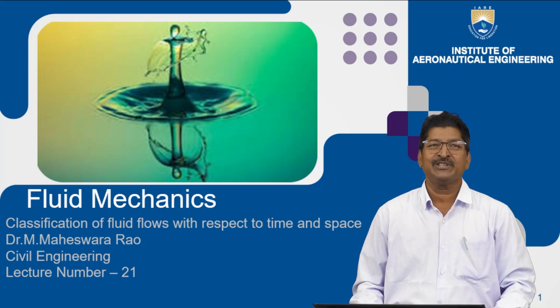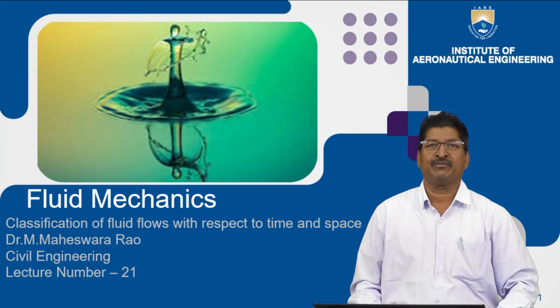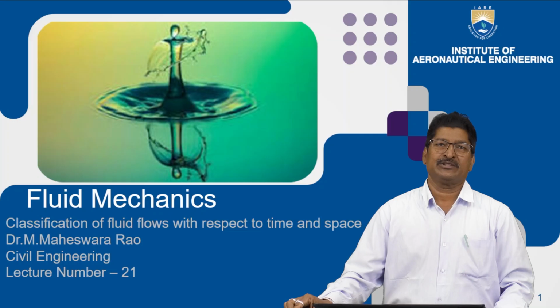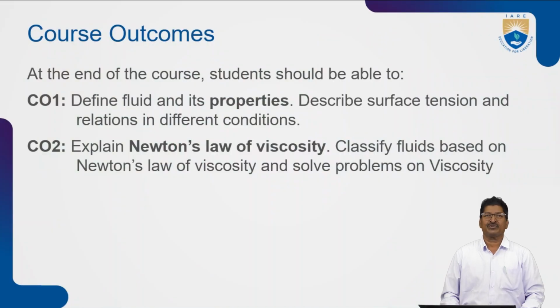So our course name is Fluid Mechanics, and the topic is classification of fluid flows with respect to time and space. The course outcomes. The course outcome means that on completion of any topic, any course, the student will be able to do or get the knowledge. That is the course outcome.